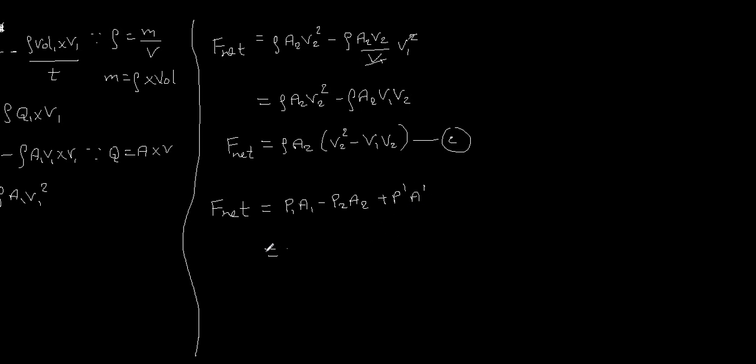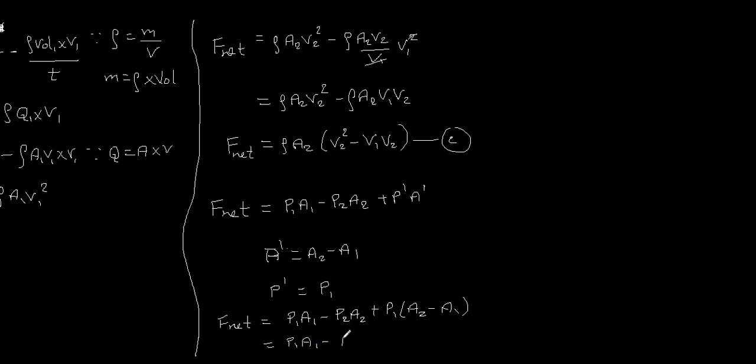So A dash is equal to, as we have already analyzed, A2 minus A1, and by experimental observations it is observed that P dash is equal to P1. So again the net force can be written as P1 A1 minus P2 A2 plus P1 of A2 minus A1. Now open the bracket: P1 A1 minus P2 A2 plus P1 A2 minus P1 A1. So the negative P1 A1 term and the positive P1 A1 term cancel.